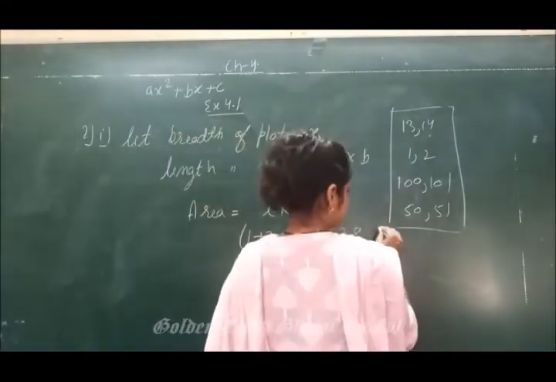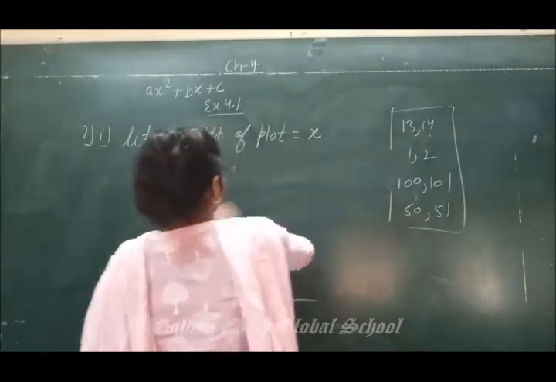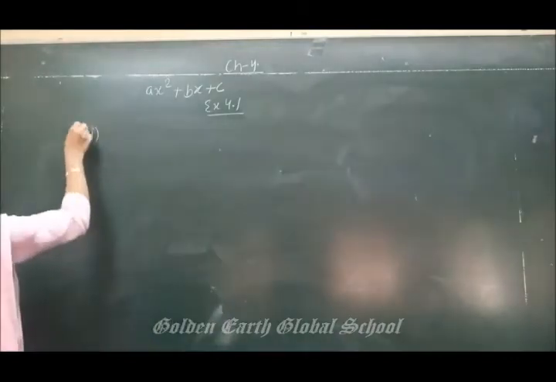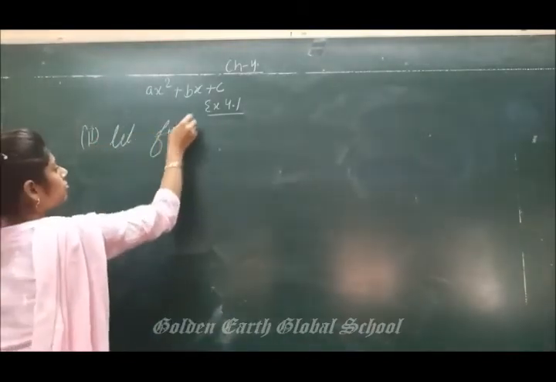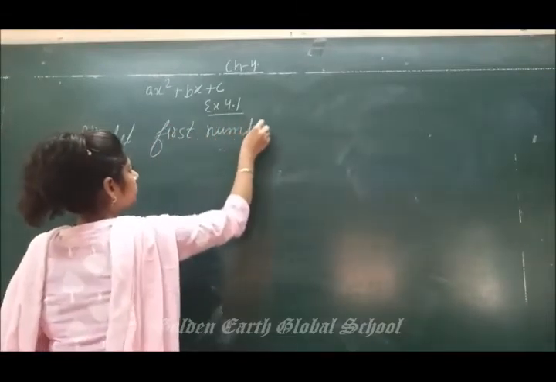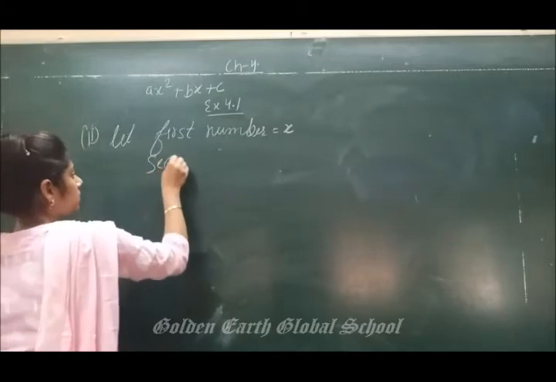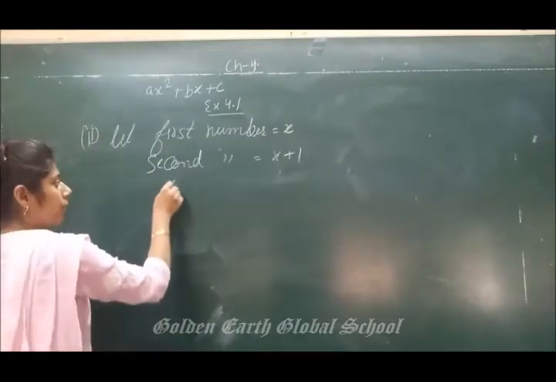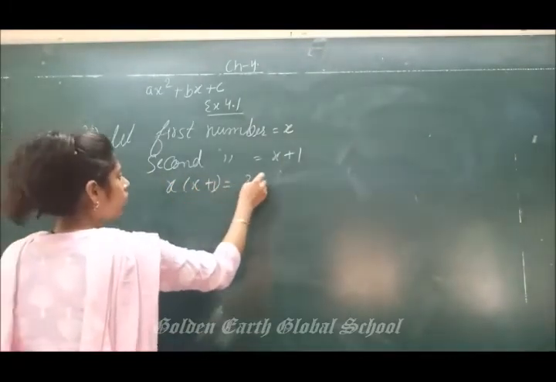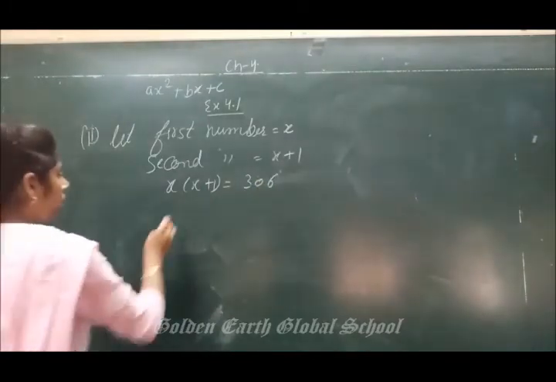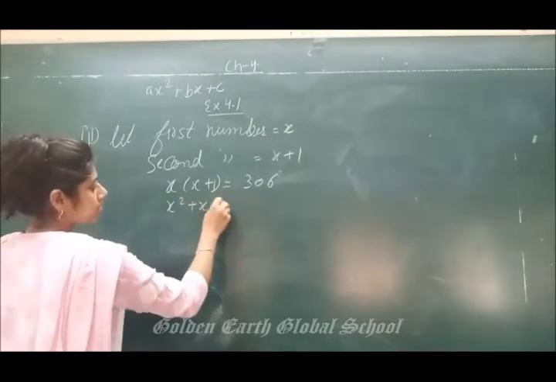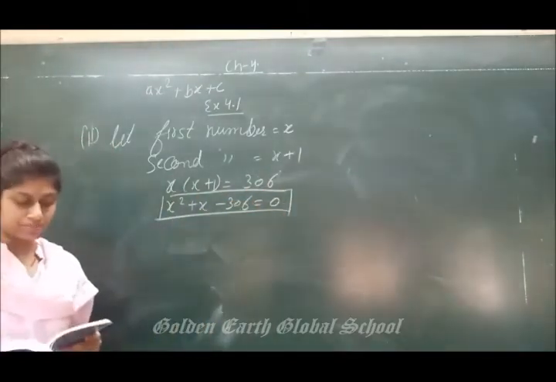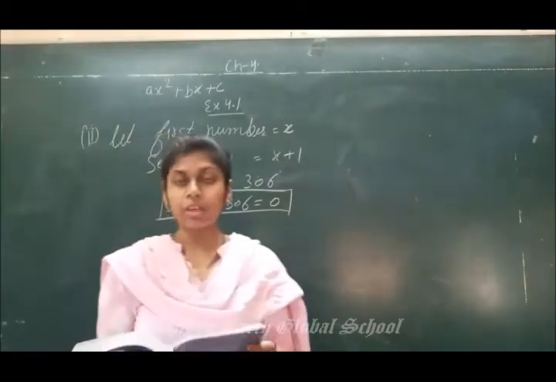Now we will let first number be x and second number x plus 1, because these are consecutive. Now product of both the numbers is equal to 306. On solving we get x square plus x, 306 will shift to left hand side, minus 306. This is our quadratic equation. Clear? Third part you will try by yourself.